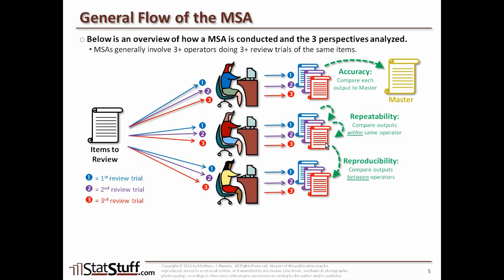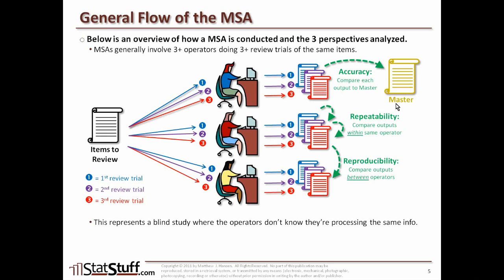Reproducibility is looking at when you're comparing that output data across the other operators and the outputs that they had. That's doing the comparison between operators. So here's where we account for the accuracy, repeatability, and reproducibility. Now, in this example, it represents a blind study. That is where the operators don't necessarily know that they're processing the same information.